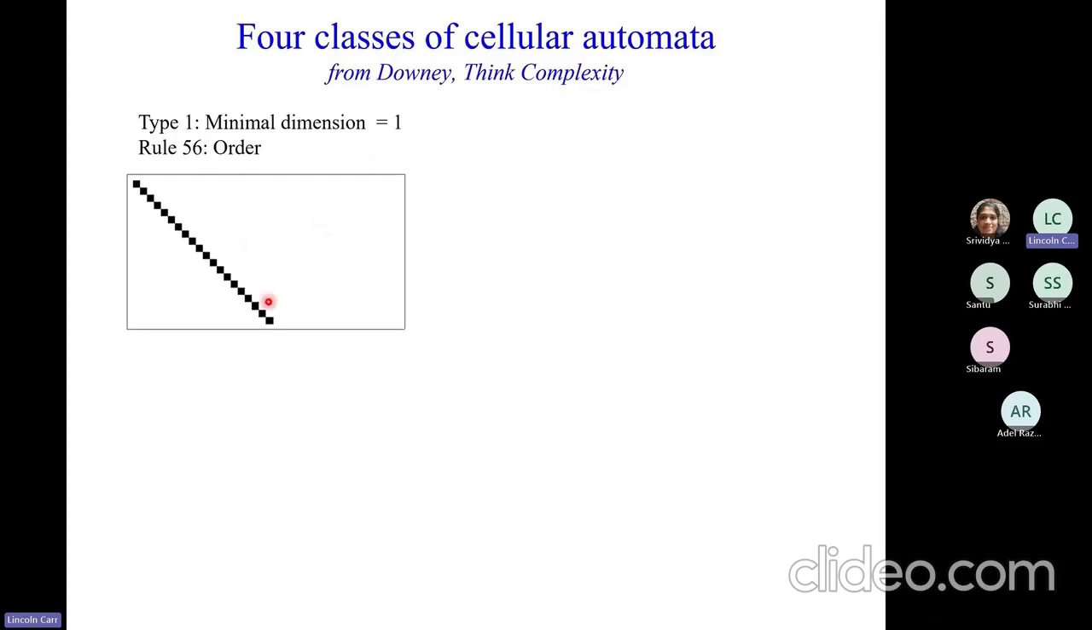So with rule 30, I'm going to flip a bit, and then time runs up this way, or the circuit layer, right? And then the bit index runs this way, and that's your lattice space. So you see that this is order, it's just dimension 1, that rule set.